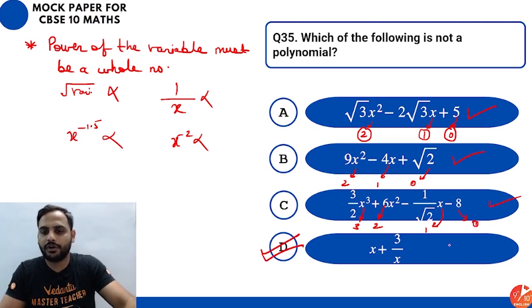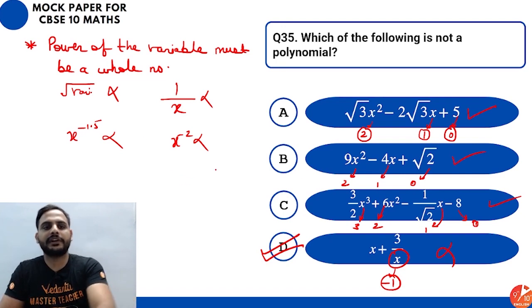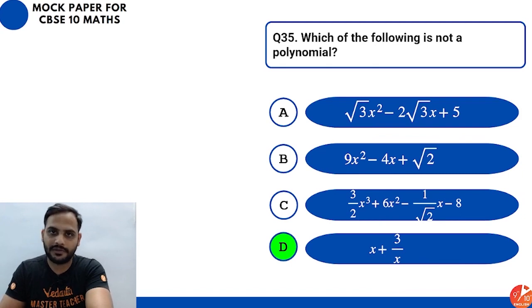But D is not a polynomial because here we are doing division by the polynomial. Division means power is negative. Obviously. So option D will be your correct answer. Option D is not a polynomial.